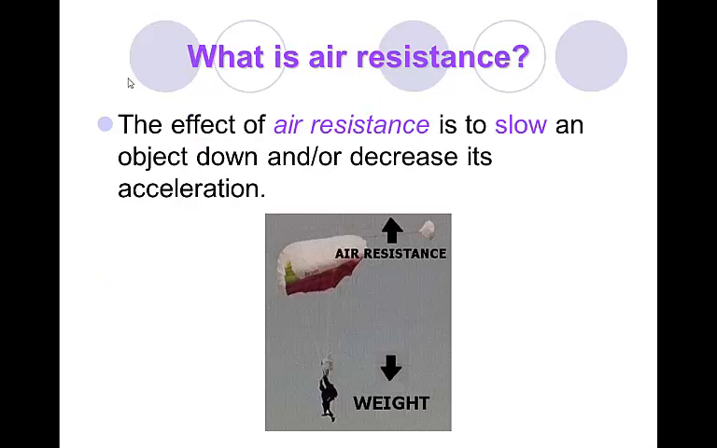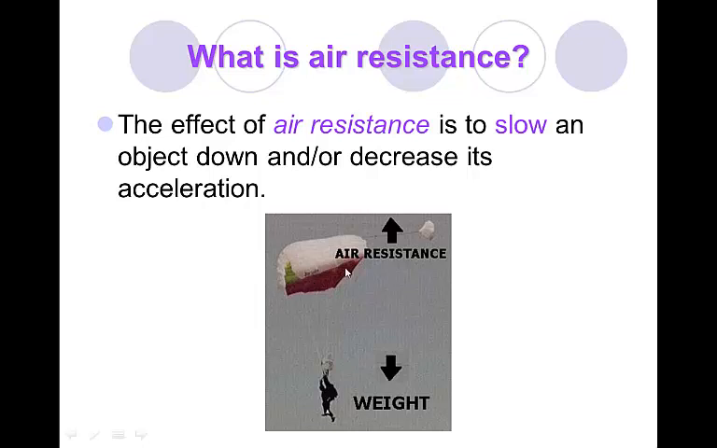But let's talk a little bit about what is air resistance. Air resistance is the opposition of the air, when we have air, to the motion of an object. The effect of air resistance is to slow down an object and or decrease its acceleration, and we already talked about this in the previous video.